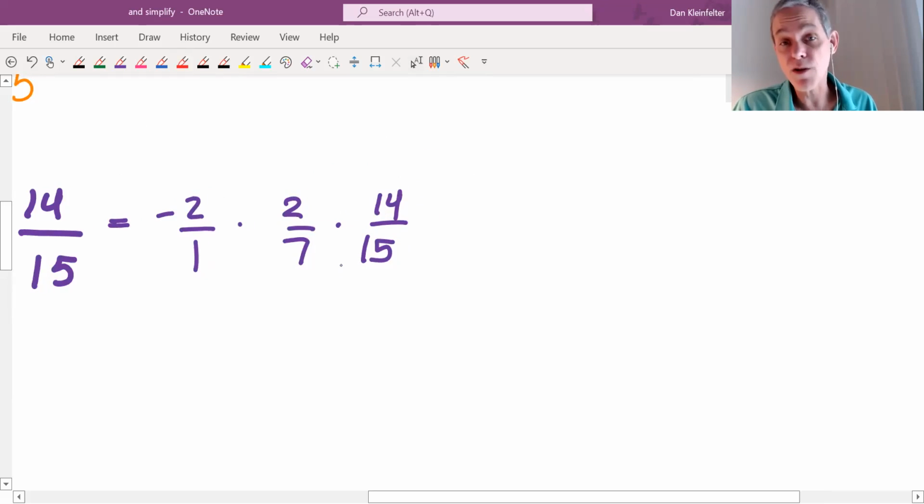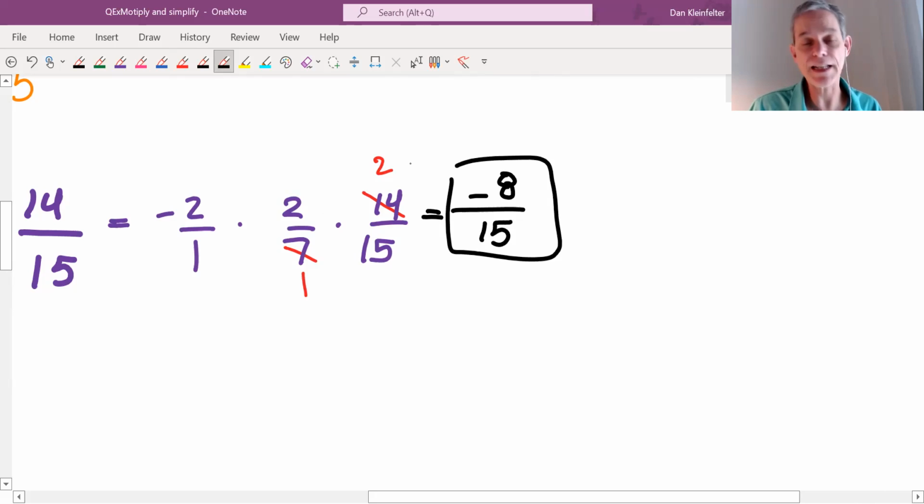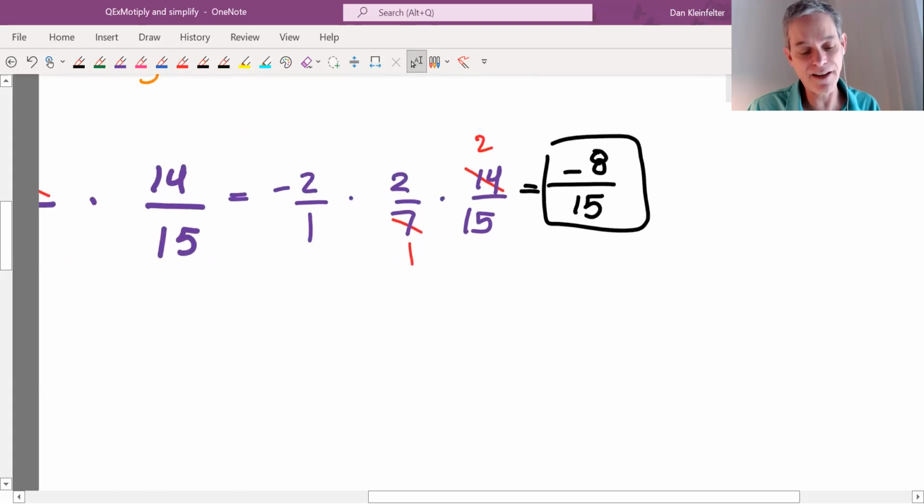And in fact, there's only one last thing we can simplify, and that's the 7 and the 14. 7 divided by 7 is 1. 14 divided by 7 is 2. Okay, and so now let's just multiply across everything that is left. We'll have negative 2 times 2 is negative 4 times 2 is negative 8. And then down below, all we have is 15. Okay, and that's it. That's it, negative 8/15.